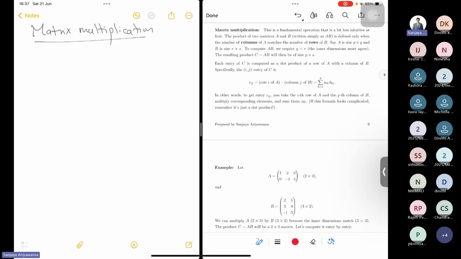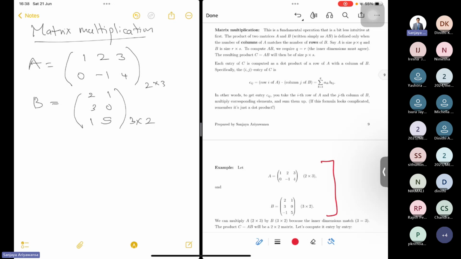It's best explained through this particular example that I've taken over here. So let's take this example. You have A, which is a 2 by 3 matrix, 1, 2, 3, 0, -1, 4. And then you have another matrix B, which is a 3 by 2 matrix, 2, 1, 3, 0. This is 2 by 3. Then 1, 5. This is 3 by 2.